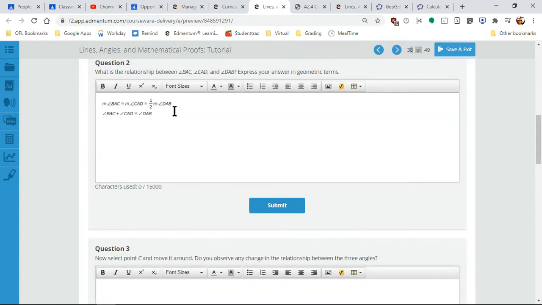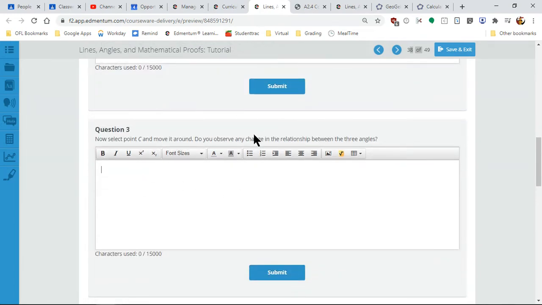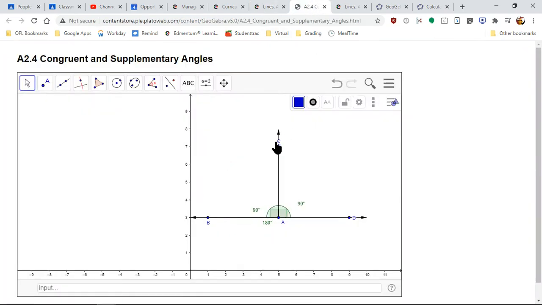So there are two things we can say about it. Select point C, we're going to move it around. Do you observe a change in the relationship? So I would say no, because I did this very specifically. No, the relationships stay the same. And that's because they're still going to be equal. If I move this around, they're still equal to each other and they still physically add up to create this BAD.